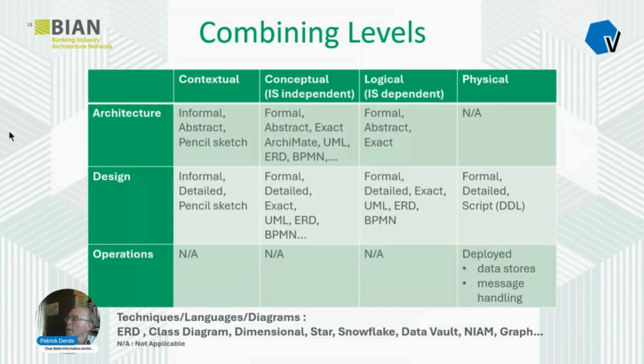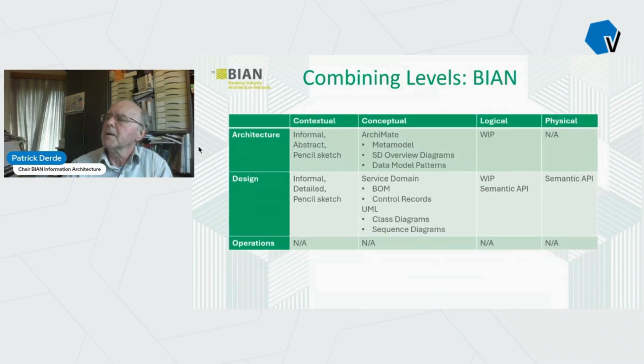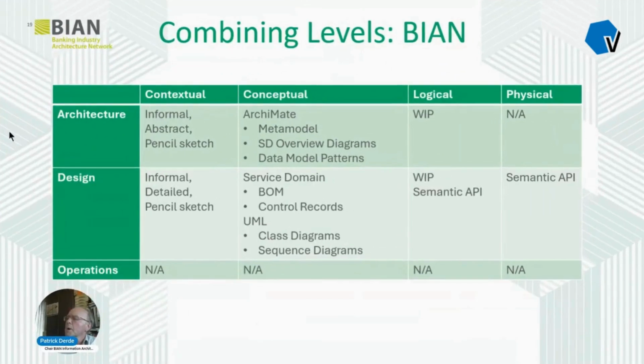And then when we are talking about the physical aspects in operations, then we are really talking about our deployed data stores and message handling systems. So when we now apply this matrix to the BION, then we see that in BION we will only talk about the conceptual part. Conceptual at the architecture layer, conceptual at the design layer.